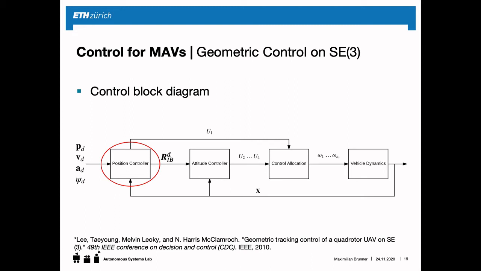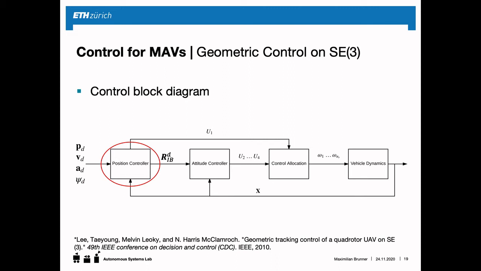Based on this difference between position and position desired, we compute a reference attitude, which is represented by this rotation matrix R_IB,desired. And this is then used by the attitude controller, which gives us the virtual inputs U2 to U4, which are then together with U1 fed into this control allocation that we saw in the previous slide, which then gives us, by the inversion of the allocation matrix, the rotor speeds omega 1 to omega n. And those rotor speeds are then eventually fed into the actual MAV, where they're executed by the propellers.